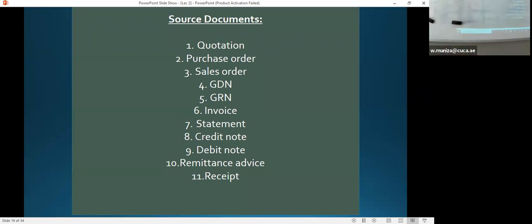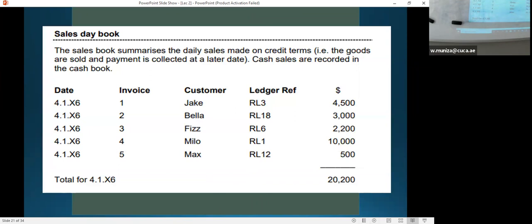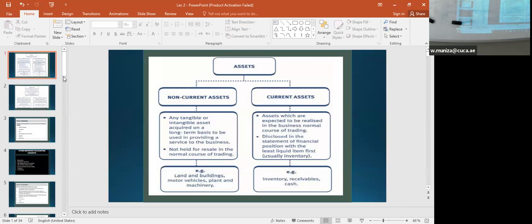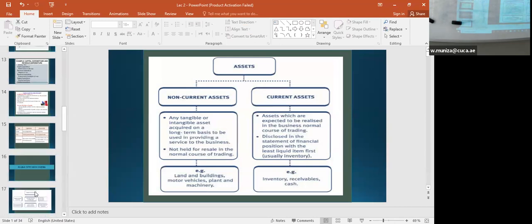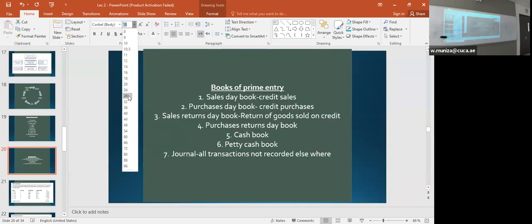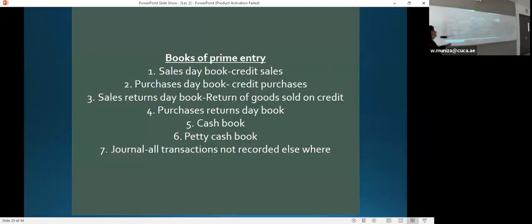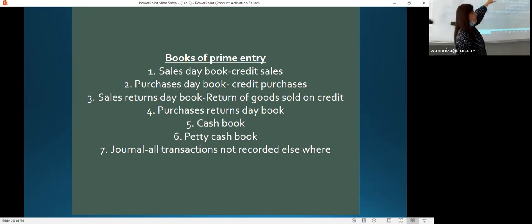When the transaction is going to occur, what we have to do? We have to record them in the books of prime entry. So the first step where recording is going to be started is through books of prime entry. As I have told you, there are 7 books of prime entry, namely sales day book, purchases day book, sales returns day book, purchases returns day book, cash book, petty cash book, and journal.